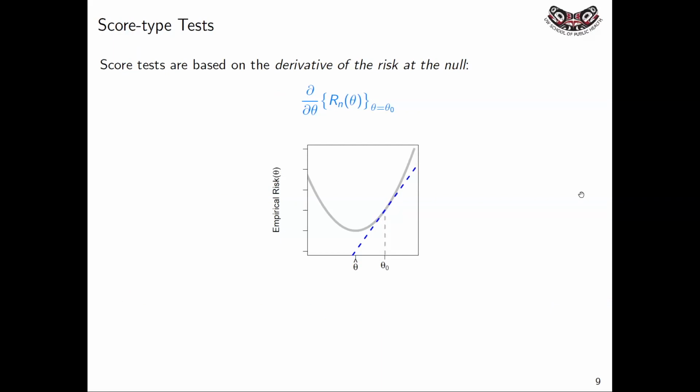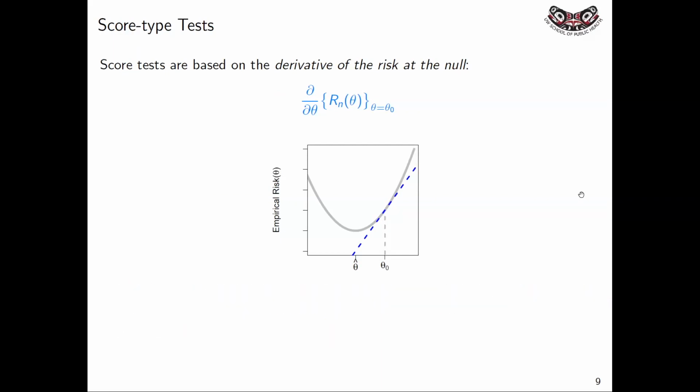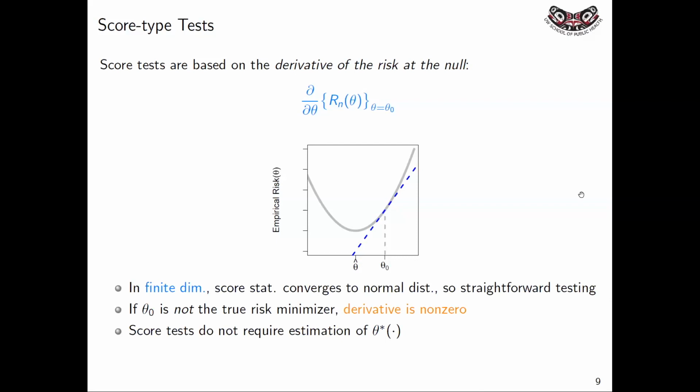So we look at the derivative at theta naught, and if that derivative is 0, then we conclude that we don't reject the null hypothesis. If the derivative is non-zero, we would reject the null hypothesis. That means that if the derivative is non-zero, theta hat is not the same as theta naught, basically. So we would look at that derivative in this case. In finite dimensions, the score test basically converges to a normal distribution, straightforward testing.